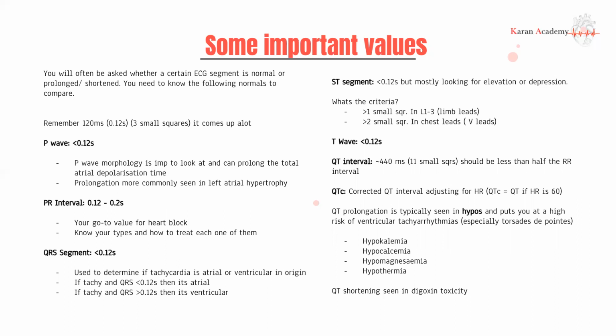The QRS segment can be either wide or narrow. In the context of a tachycardia, you can classify this as a supraventricular tachycardia or a ventricular tachycardia based on whether the QRS complex is wide or narrow. For the ST segment, we mostly look at elevation or depression. The criteria for ST segment elevation is 2 small squares in the chest leads and 1 small square in the limb leads. Now, why the difference? Well, if you think about it, the limb leads are much further away from the heart than the chest leads are.